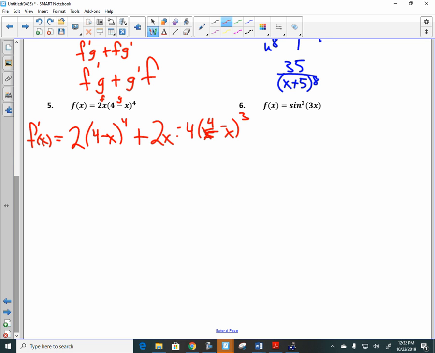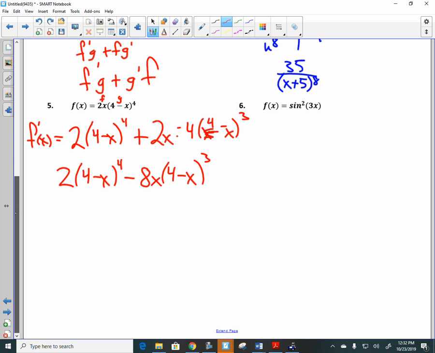If I rewrite this, I get 2 times 4 minus x to the 4th power minus 8x times 4 minus x cubed. The truth of the matter is that is the derivative, but that is not the form in which I'll accept your final answer. Why? Because they never leave it like that on the AP exam, nor do they leave that in the answer key for your book. Anytime you use the chain rule in cooperation with the product rule, or the chain rule in cooperation with the quotient rule, you must factor it, and you can see what happens.